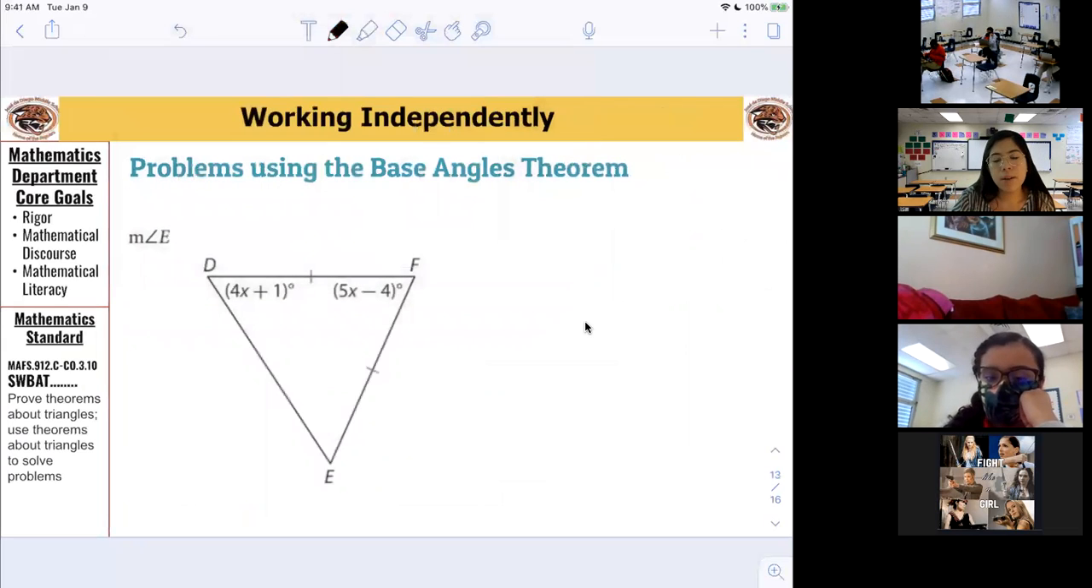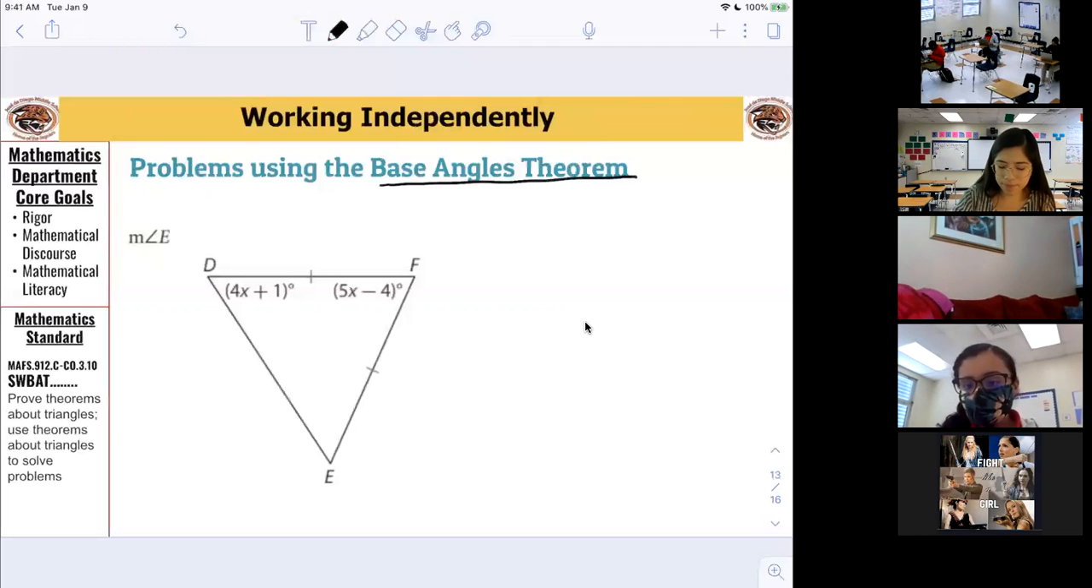Based on the base angles theorem, which two angles of this triangle are going to be congruent? Wait, can you repeat that? Using the base angles theorem, which of these two angles will be congruent? D and F. Not D and F. Look carefully. D and E, yes.